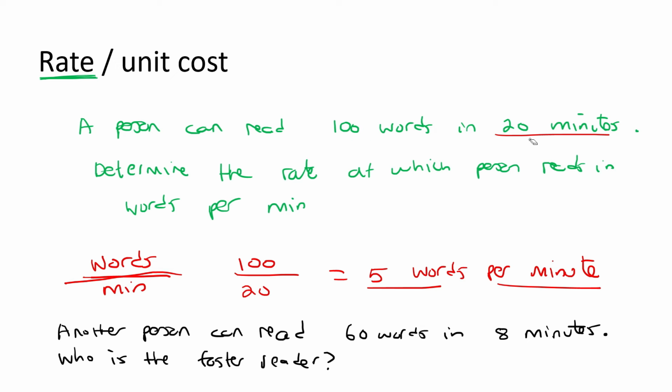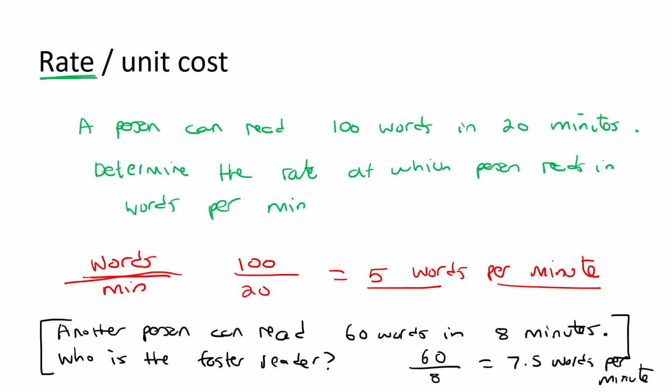Okay, so it is possible, but what we can do is work out this person's words per minute. So we will say 60 divided by 8. And if you say 60 divided by 8, you end up with 7.5 words per minute. Now, all of a sudden, it's very easy to see who's the faster reader.